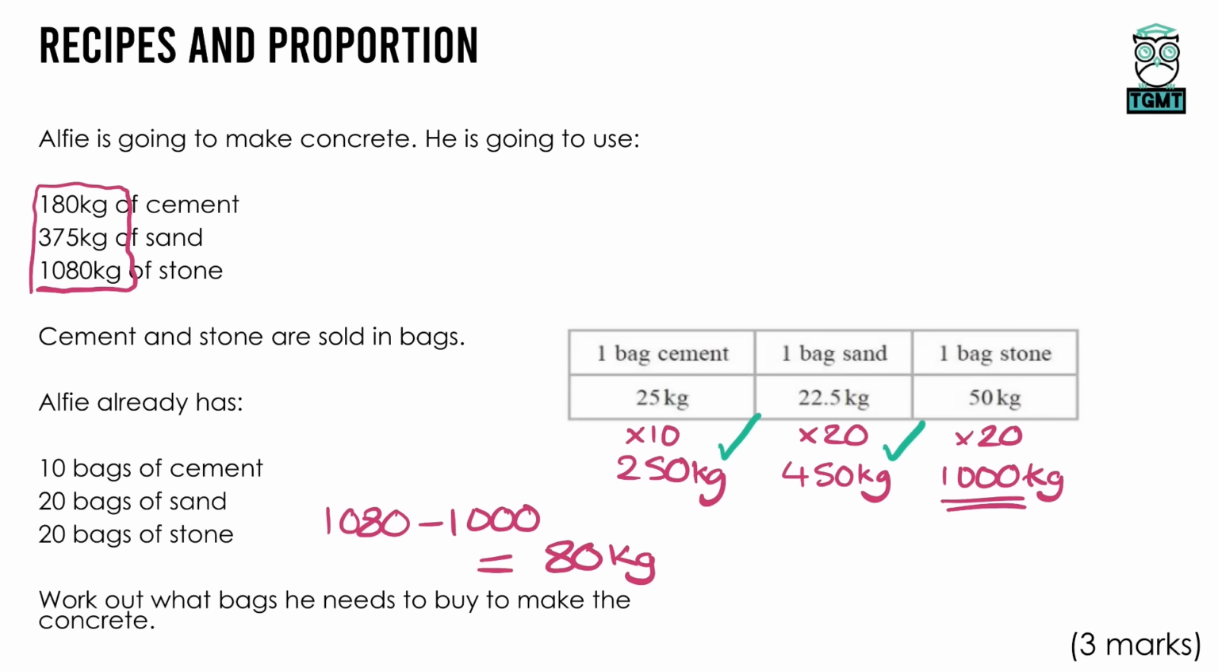Now having a look, we can see over in our table that one bag of stone is 50 kilograms. So one bag is not going to be enough. We'd have to buy 2 bags. Yes, we'd have 100 kilograms and we only need 80, but we'd have to buy 2 bags of stone. So here we would need to buy 2 bags of stone. So there we go, 2 bags of stone would be our final answer, and that would give us enough in order to use this recipe to make the concrete.